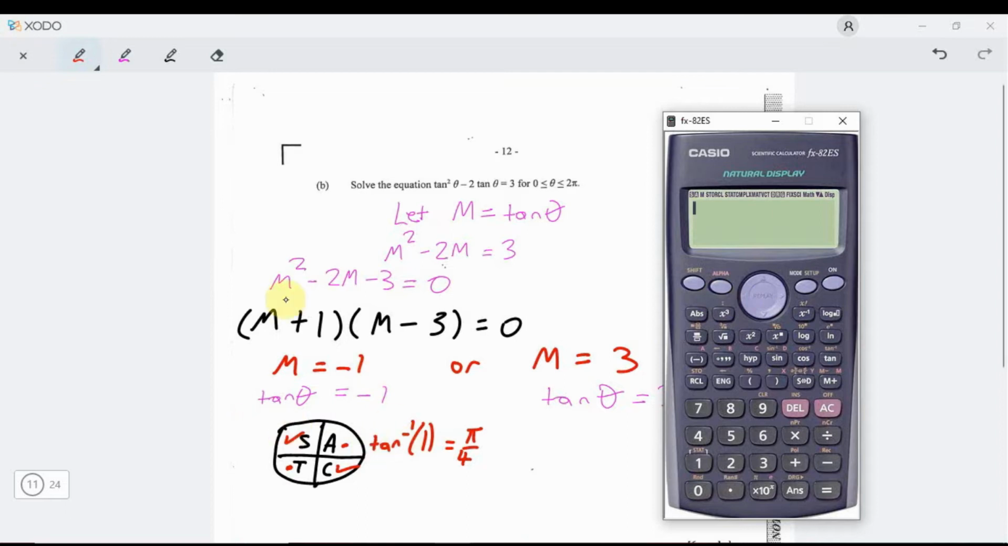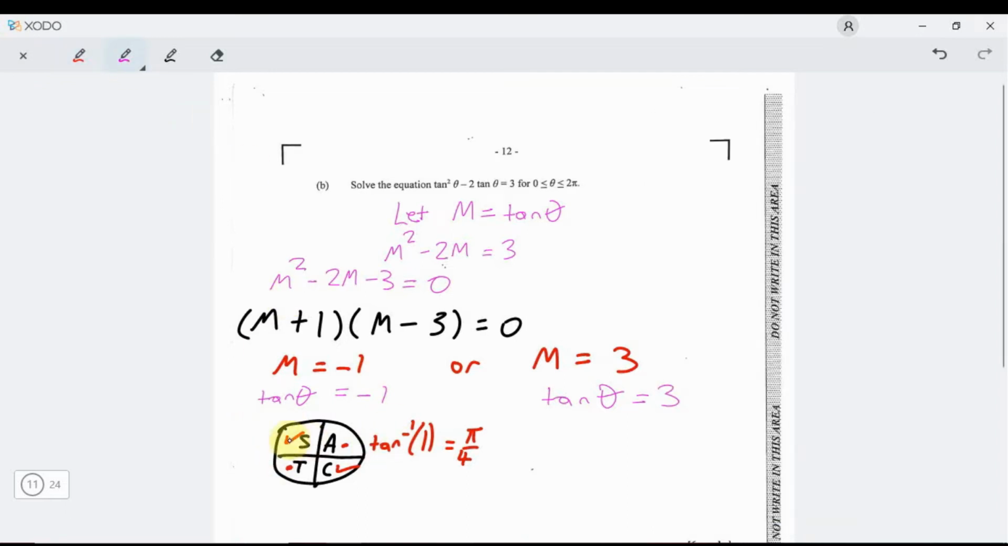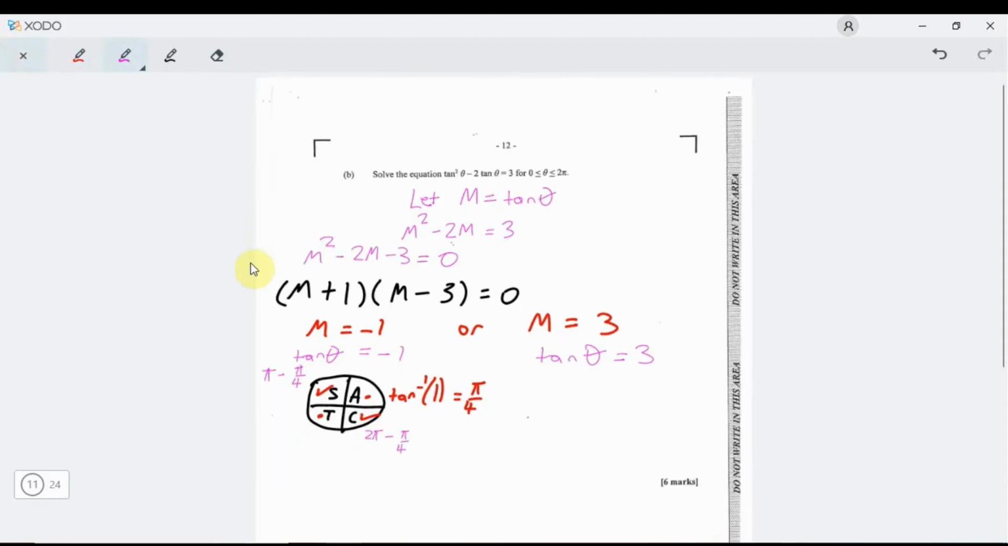So in that case now, we need what? We need the second and the fourth quadrant. In the second quadrant, it's pi minus your first quadrant answer. And in the fourth quadrant, it is 2 pi minus your first quadrant answer. So those will give you the solutions. So in that case, let's write down the solutions from this side of it.